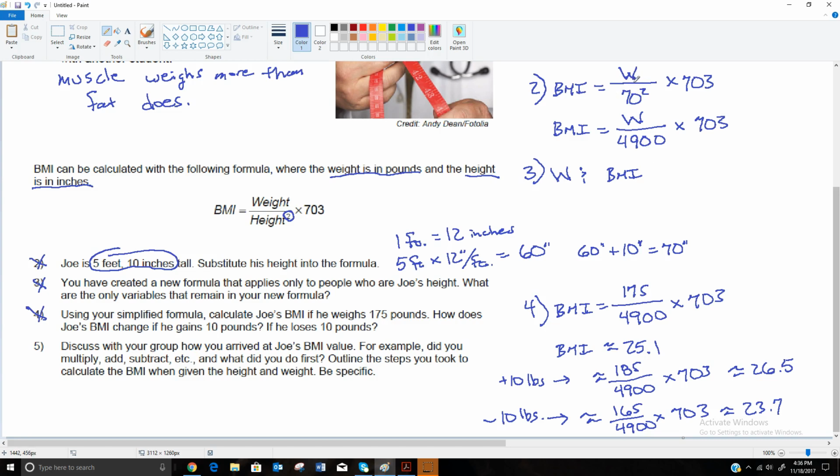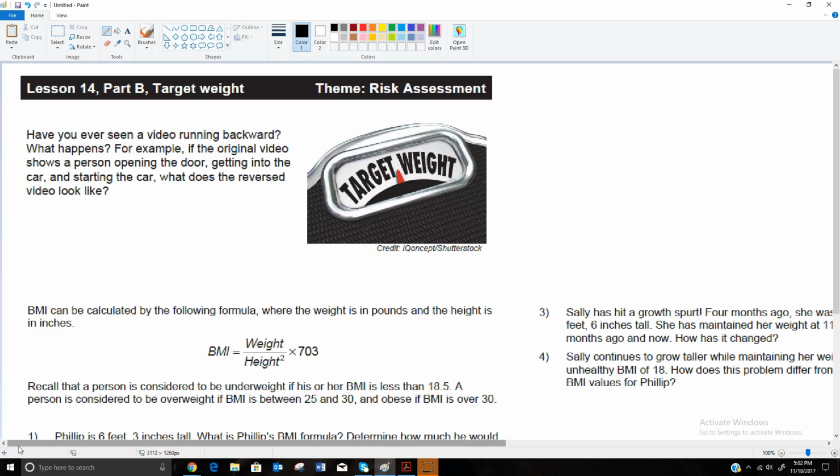And you could use the 70 squared. I mean, you could do 175 divided by 70 squared times 703 on your calculator. And if it's a scientific calculator, it'll handle the order of operations okay for you and do the square before it does the division. And so those are the steps that we took to get that. So let's move on to section B. So in 14B, we're going to continue working with the BMI formula, and we're going to be talking about target weight.